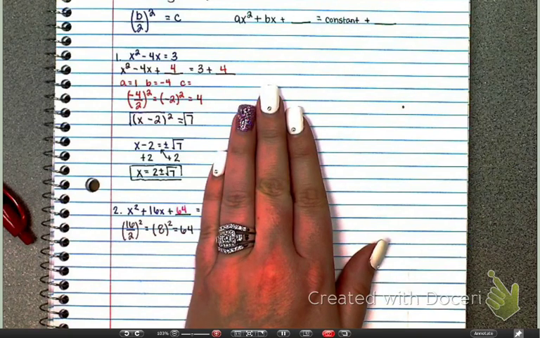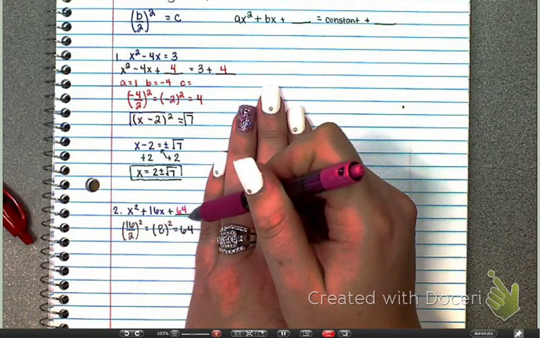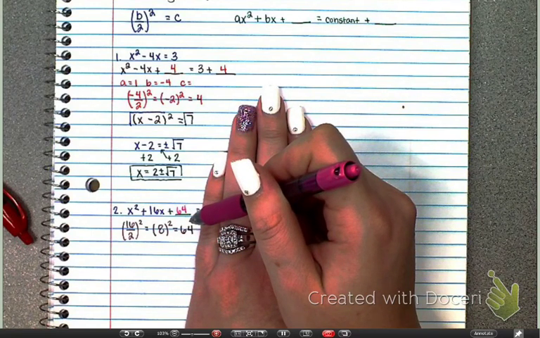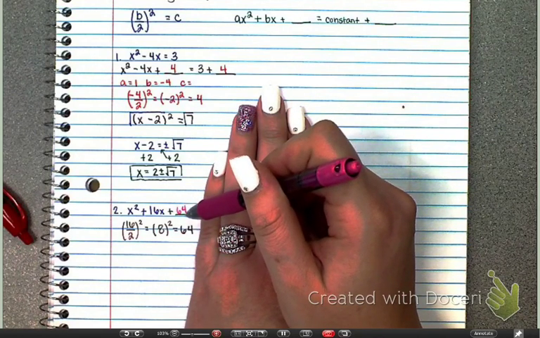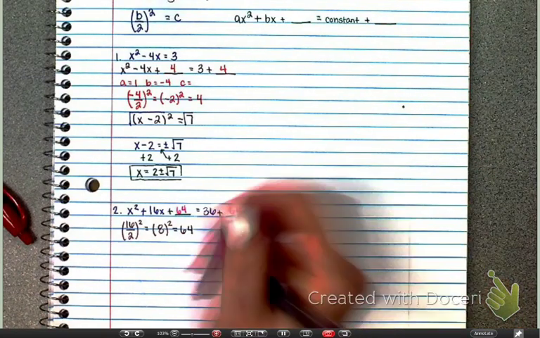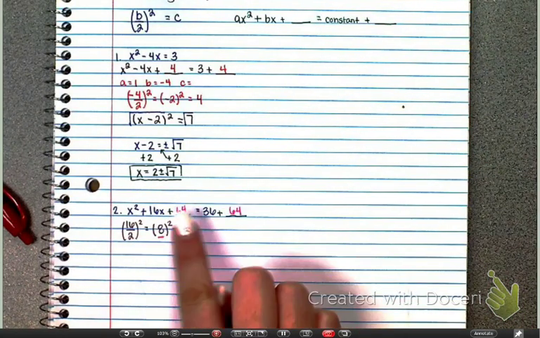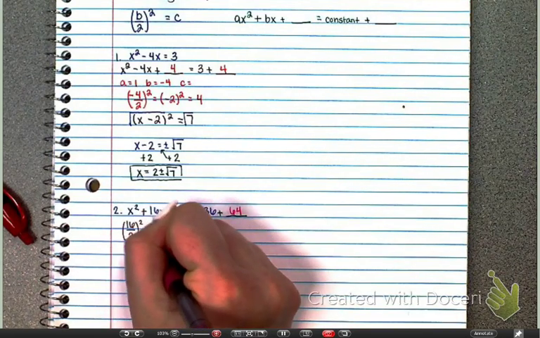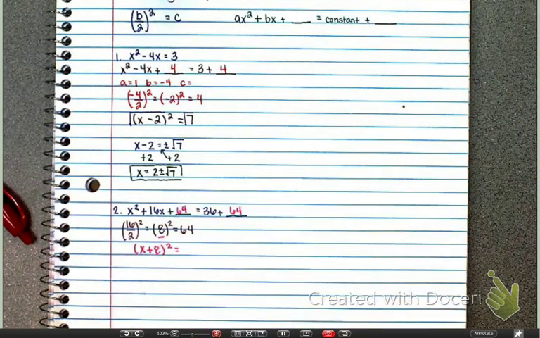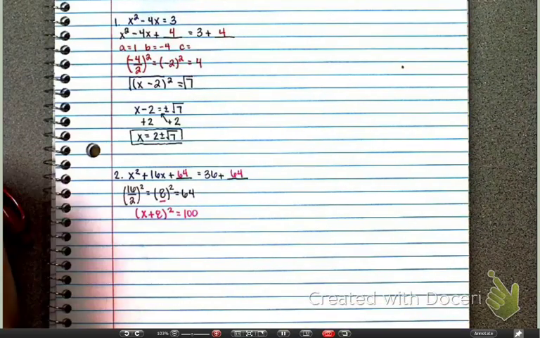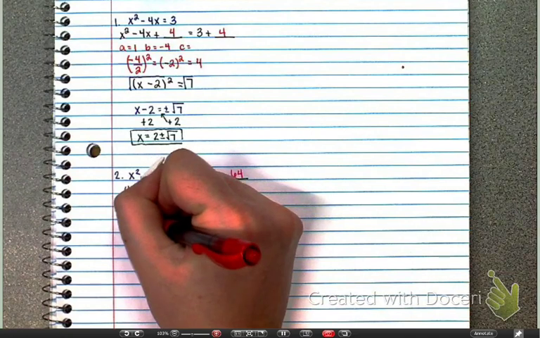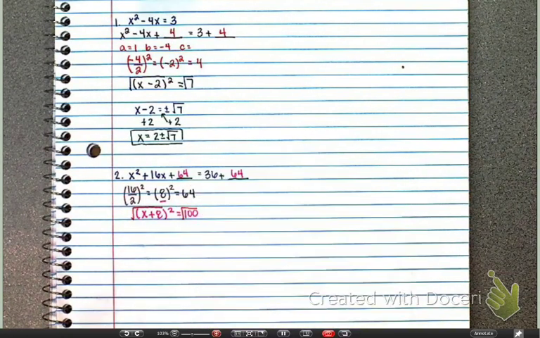If I ignore the right-hand side and I look at the left-hand side, what am I technically doing to the left? Factoring, right? I'm factoring. So if I factor, what's my factor going to be? 8. The number right before you square it. So x plus 8 squared equals 36 plus 64, which is 100. From there, taking square roots, which we did really good on.